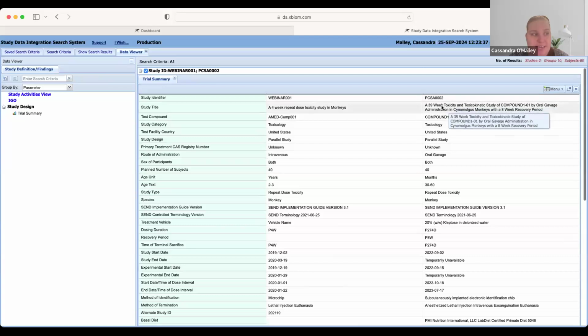On the right-hand side, this is actually a 39-week study. This is a 39-week study by oral gavage with a different compound number, again, completely fabricated.